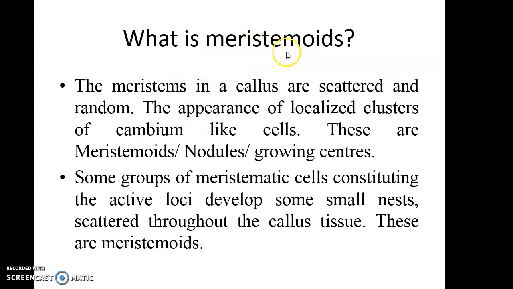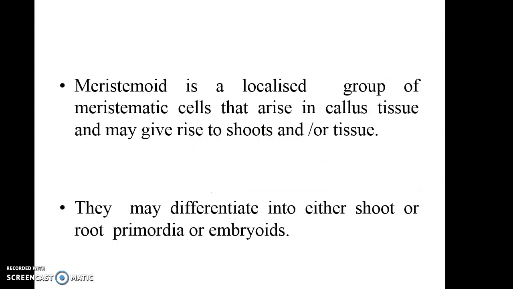So you will get a 2 marks question. You can define it as: the meristems in a callus are scattered and random. The appearance of localized clusters of cambium-like cells is termed a meristemoid, or nodules, or growing centers, and that can give rise to shoot, root, callus or embryo.